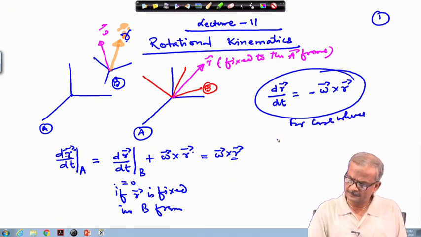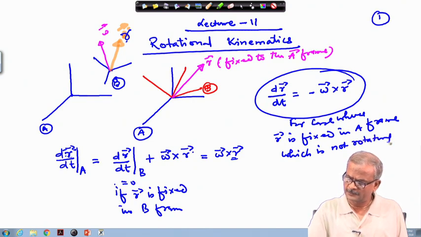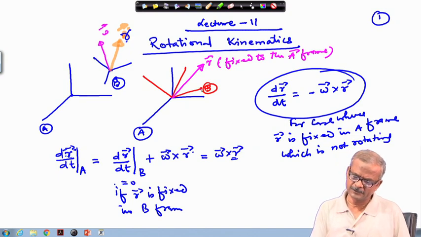Here this is for the case where r is fixed in the A frame, which is not rotating. However, it is a matter of just perspective. If you sit on the B frame, you will see that the A frame is rotating. If you sit on the A frame, you will see that the B frame is rotating.